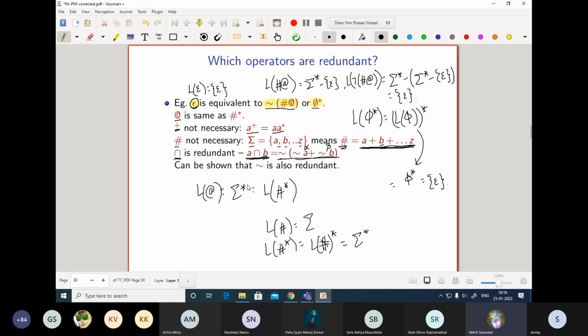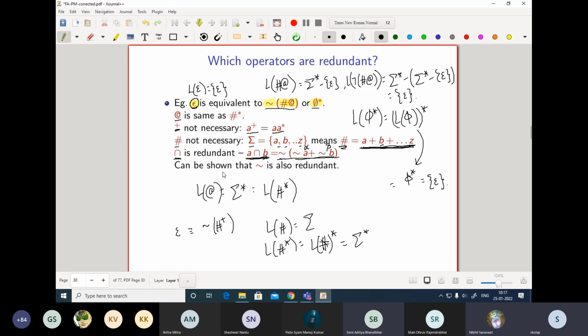Yes? Ma'am, can we say that epsilon is equivalent to not of hash plus? Not of hash plus. Let's see, epsilon equivalent to not of hash plus. Yeah, we can say that. Okay, ma'am.